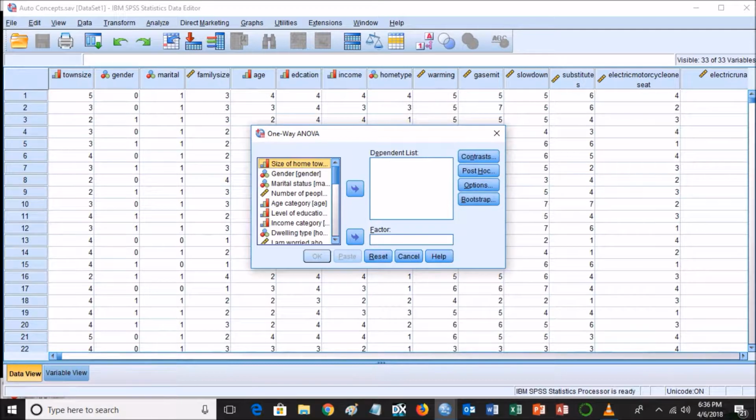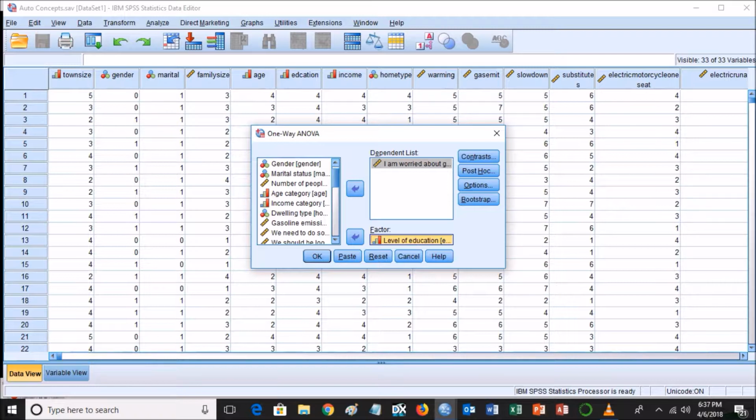So we're going to select a question of interest. I am worried about global warming. So we'll pick that one, and that is the dependent variable in this kind of analysis. And as a factor, again, we need to have 3 or more levels. We're actually going to take a look at level of education. Do the responses differ based on level of education?